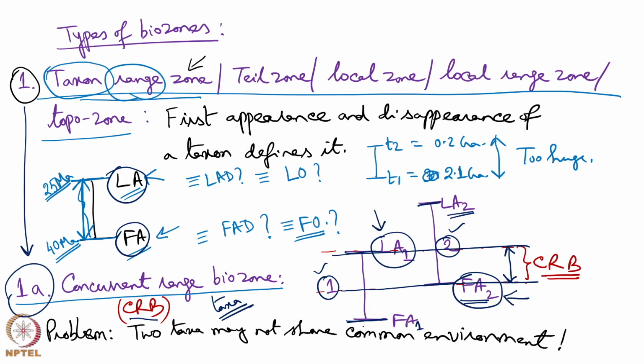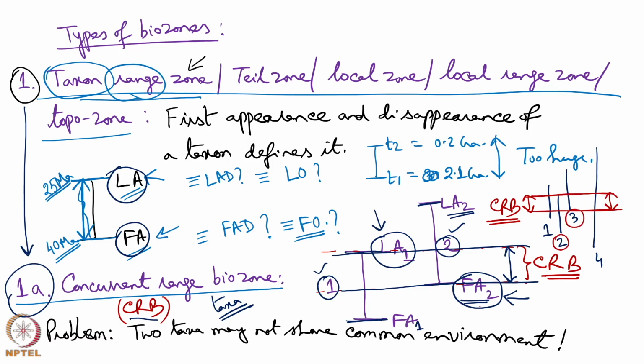Now, in the way I have done with two taxa, we can have more than two to define the concurrent range biozone. Say I have drawn the succession for the taxon 1, 2, 3 and 4. So, here what is the common domain? We can easily see this is the one and this will be the concurrent range biozone. As you see, in case of more than one taxa, this line is defined by the last appearance of taxon 2 and this one is defined by the first appearance of taxon 3.